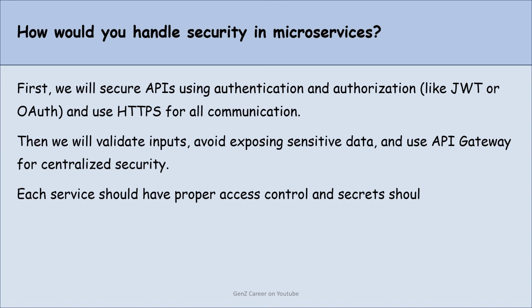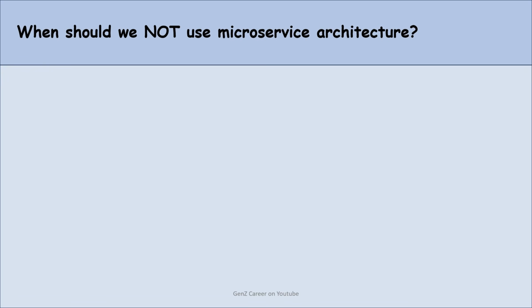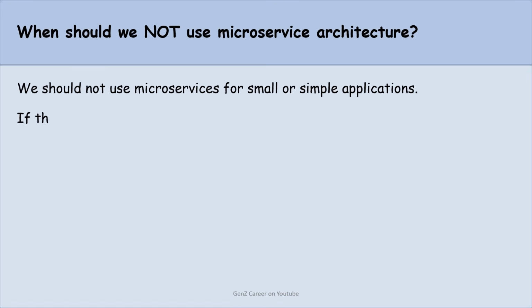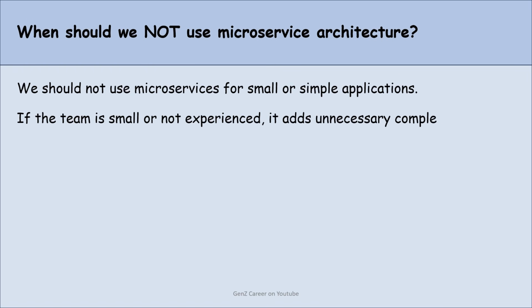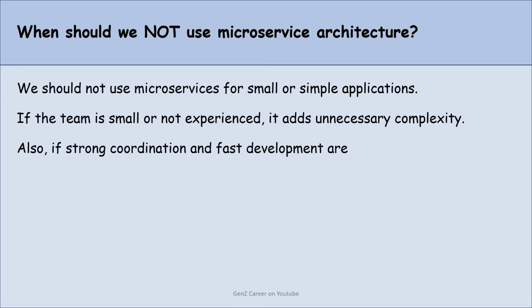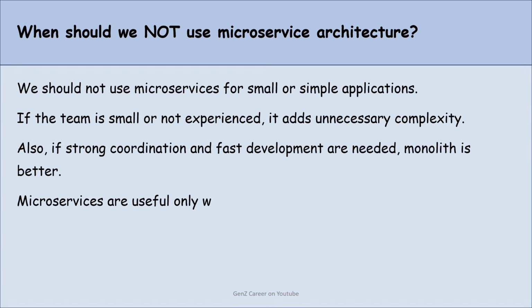Next question is, when should we not use microservice architecture? This is a very important question. We should not use microservices for a small or simple application. If the team is small or not experienced, it adds unnecessary complexity. Also, if strong coordination and fast deployment are needed, monolithic is better. Microservices are useful only when the system is large and needs scalability.